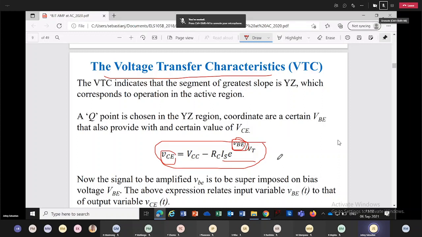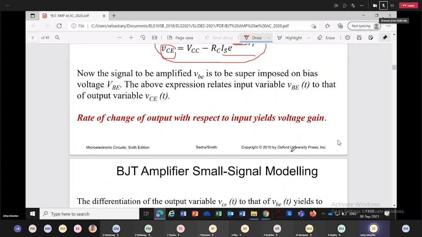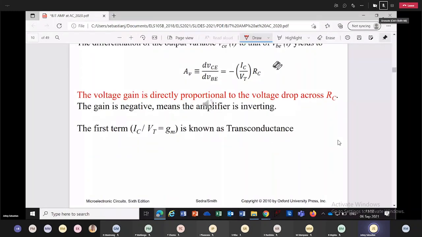Differentiation is basically the rate of change of a value with respect to another value. So if we differentiate this expression VCE with respect to e to the power VBE over VT, then the final answer that you are going to get is this: negative sign, IC times RC over VT. So AV is the voltage gain. Voltage gain is IC times RC over VT with a negative sign.